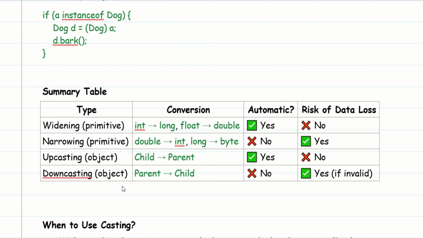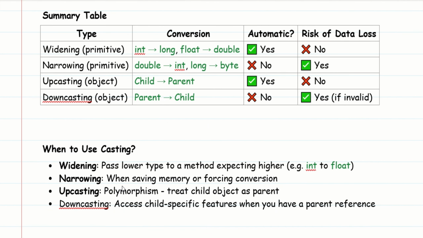To summarize, for conversion of smaller to larger data types, go for widening. Otherwise, narrowing will be the better approach. Narrowing is not automatic, widening is automatic. There is a risk of data loss for narrowing and downcasting. You may lose some data. As for when to use casting, widening can be used when passing a lower type to a method expecting a higher type. For saving memory you can go for narrowing, and if you are going for the polymorphism approach, go for upcasting. When accessing child-specific features with a parent reference, go for downcasting.